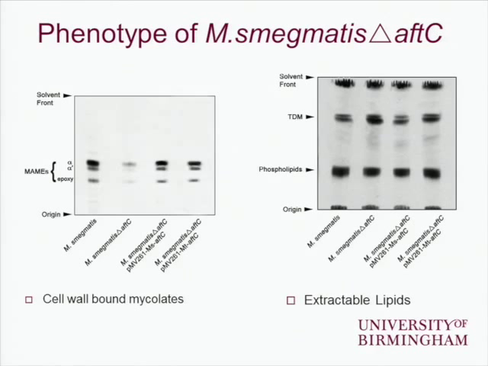The other thing that we find is that in the extractable lipids, we find a lot of trehalose dimycolate, and you can find this accumulating in the mutant. So it's accumulating here and is not being put onto the wall, is the conclusion from these experiments.